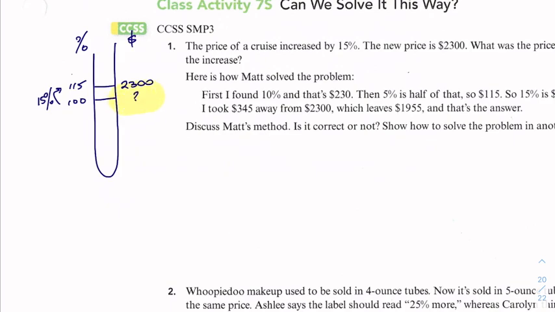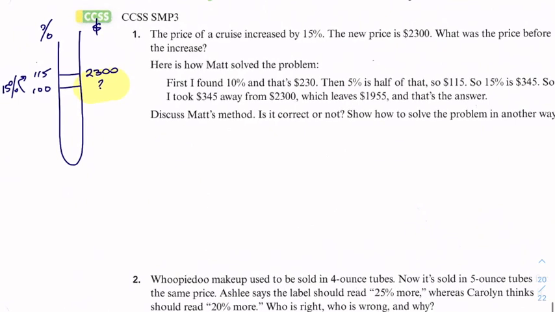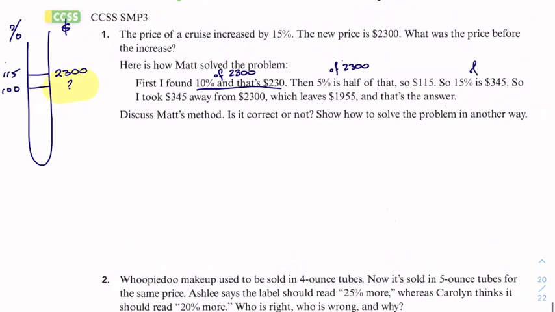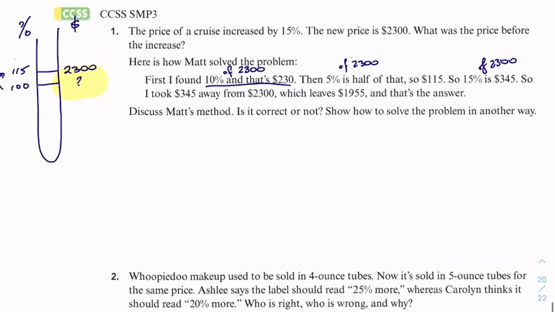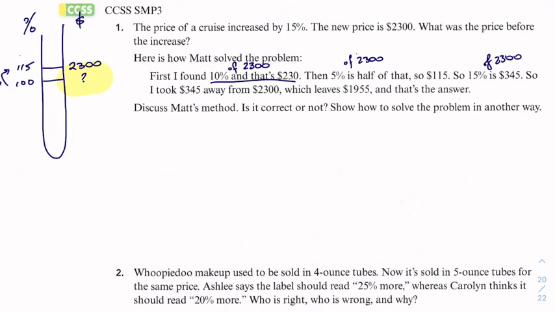So let's see how Matt solved the problem. First, he found 10%, and that is $230. So the 10% of what is $230? It's 10% of $2,300. Then 5% is half of that. Again, 5% of 2,300 is half of that. So 15% of 2,300 is 345. So I took 345 away from 2,300, which leaves 1955.